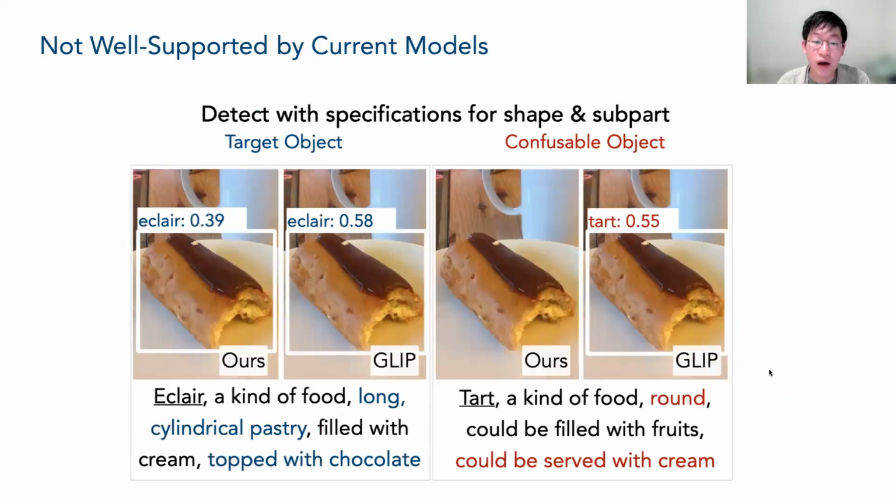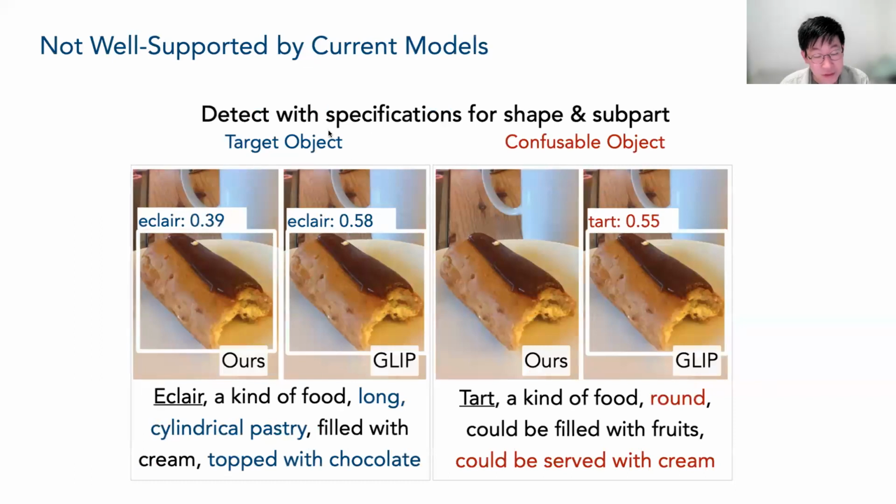Okay, so you might think, these models are pre-trained on image-text data sets, right? So naturally, they should be able to support this kind of more complex language queries beyond entity names. So how do they do? So we did some experiments.